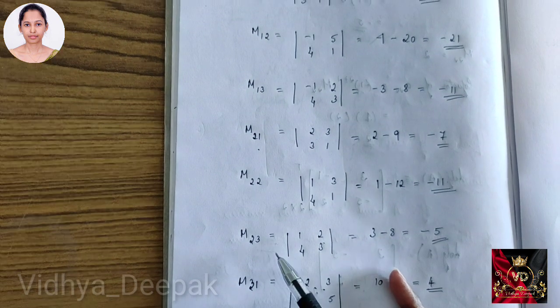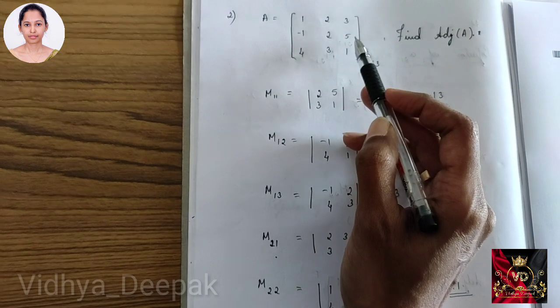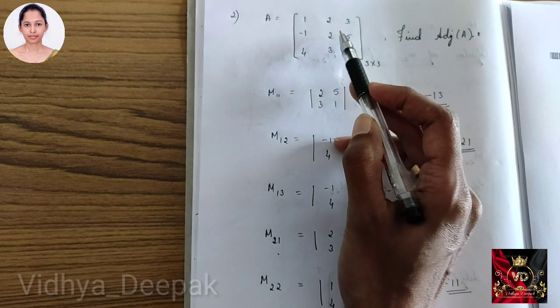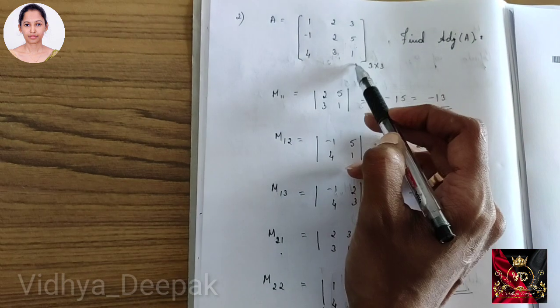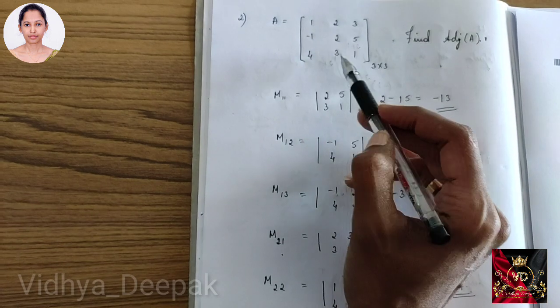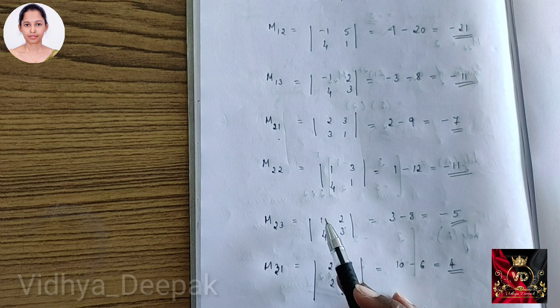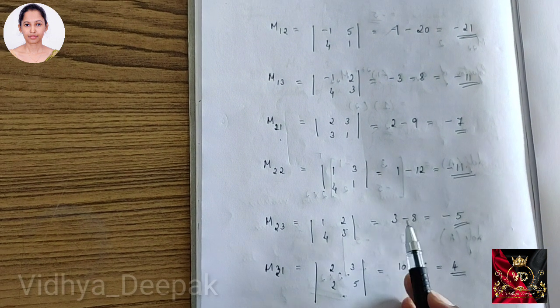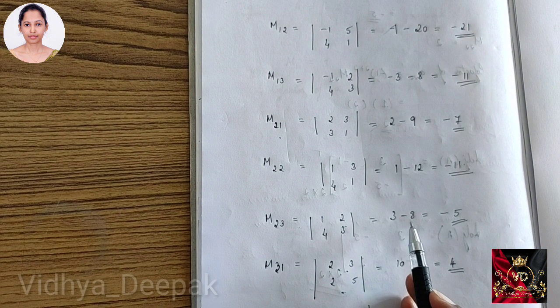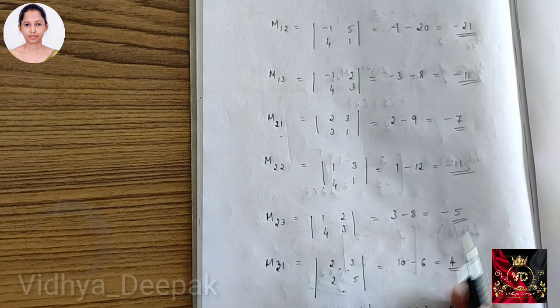Again, next element M23. So M23 is this element. So this row and this column get vanished. You have 1, 2, 4, 3. Determinant of this is 1, 3s are 3 minus 4, 2s are 8. So that is nothing but minus 5.